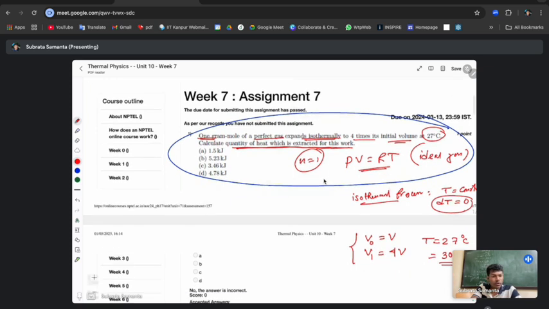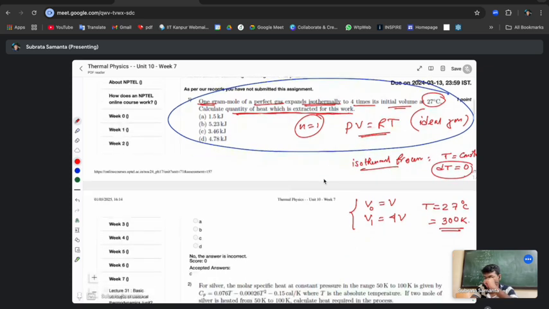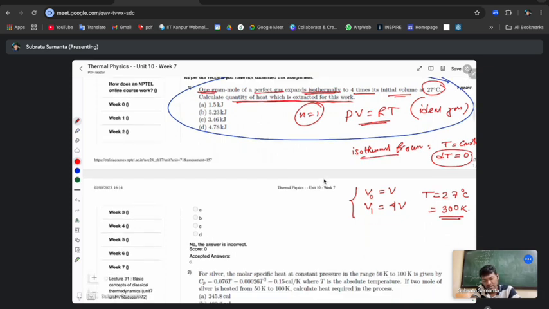How to calculate the quantity of heat? You know the first law of thermodynamics. The change in internal energy, delta U, is delta Q plus delta W, where delta Q is the heat supplied to the system and delta W is the work done by the system. Here the process is an isothermal process.